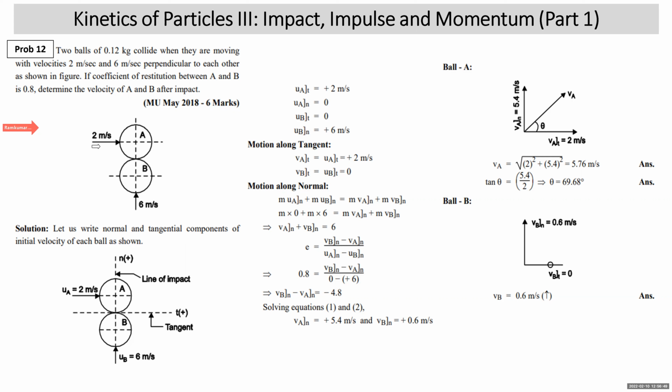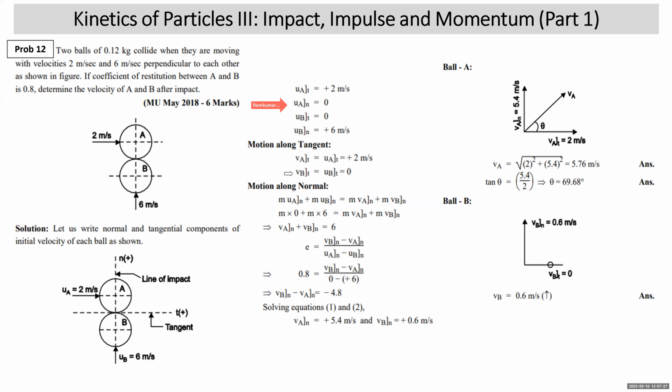Also, here the velocities are given in such a way that you don't need to do much work because one component will become zero, only the other component will be there. Now let's mark the normal and tangent. I mark tangent T plus. This is I mark N plus. This is UA. This is UB. This is line of impact. Now for ball A, tangential component is positive since to the right, plus 2 meters. Its normal component is 0. Right. Come to ball B, its tangential component is 0. Normal component is plus 6 since it is up.